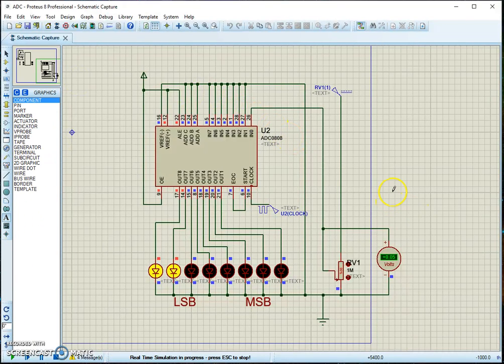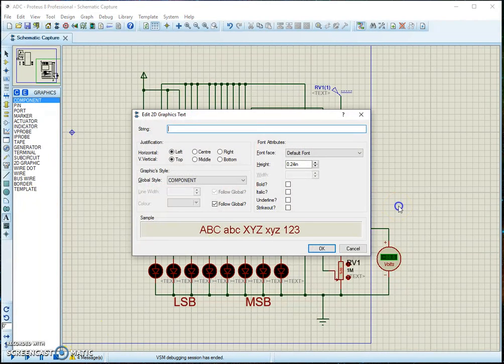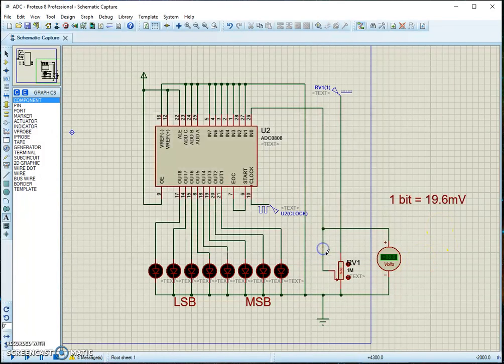So let me type it in here. Oh, I need to start the simulation first. Sorry. So one bit is equal to 19.6 millivolt. Okay, so this is what it says here. For our setting now, one bit is 19.6 millivolt.